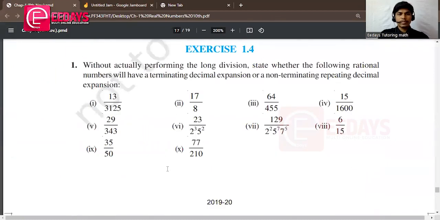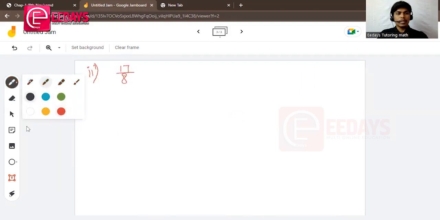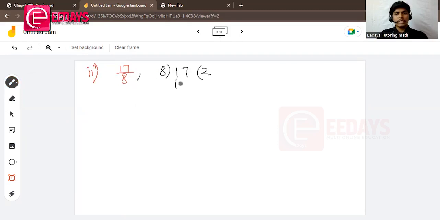Let's do the second one. We have to do all these sums, guys, so be patient. 17 by 8. The second one would be 17 by 8. So here we have to do the long division method. All right, so 8 divided by 17. 8 2s are 16. 1.0. 8 1s are 8. 2.0. 8 2s are 16 again. Am I doing wrong? No. 4.0. So 8 5s are 40. So finally we get remainder 0.